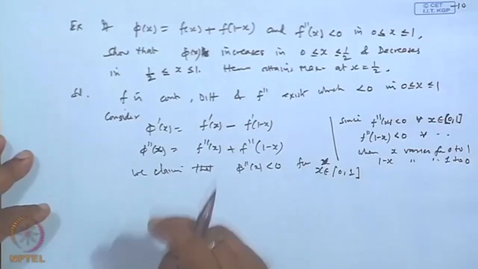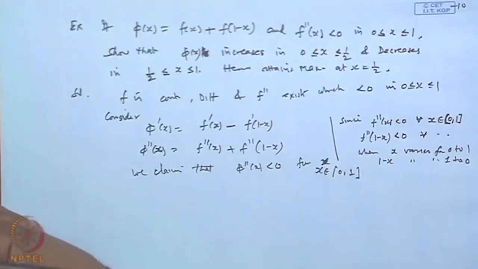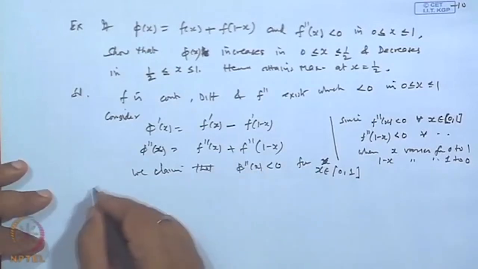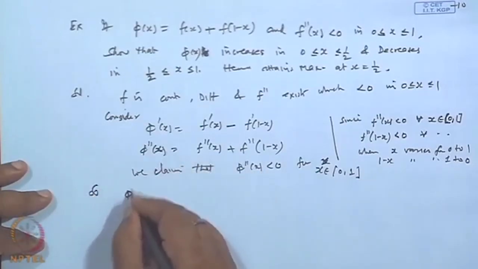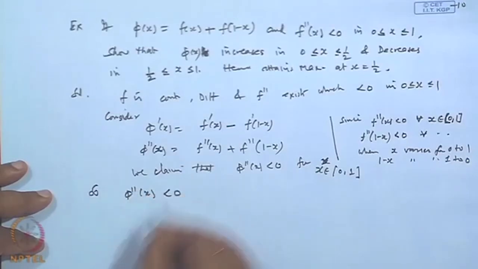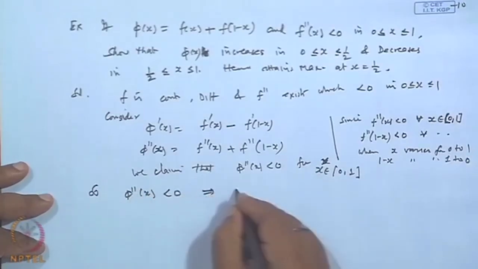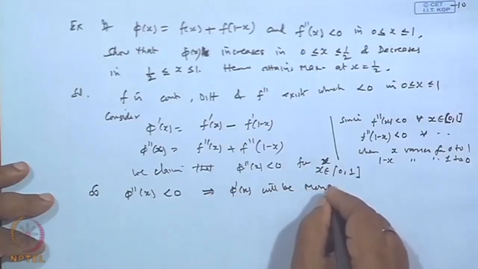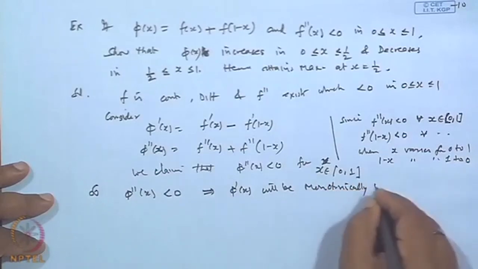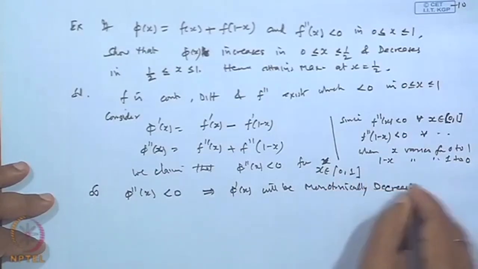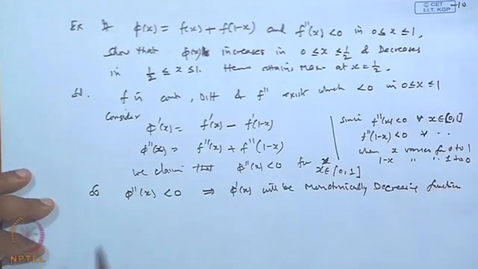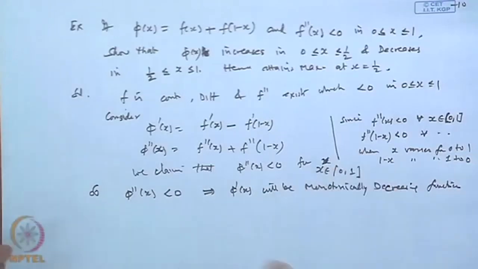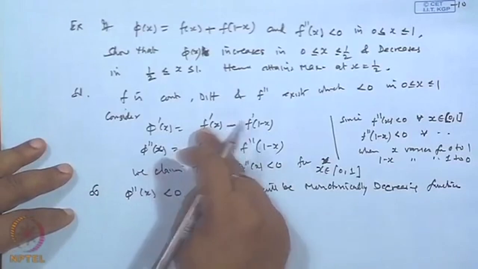Now, we can come to how x varies. Okay. So, what we get is phi dash x. Since phi double dash x is negative, therefore phi dash x will be a monotonically decreasing function. So, it is decreasing over the interval 0 to 1. Okay. Now, let me see what that decreasing function is.